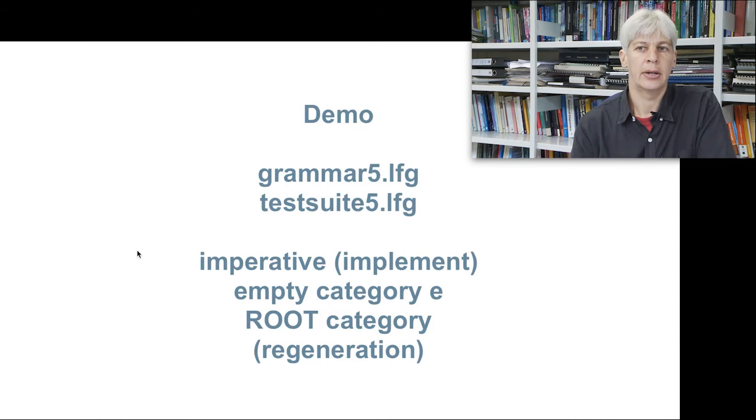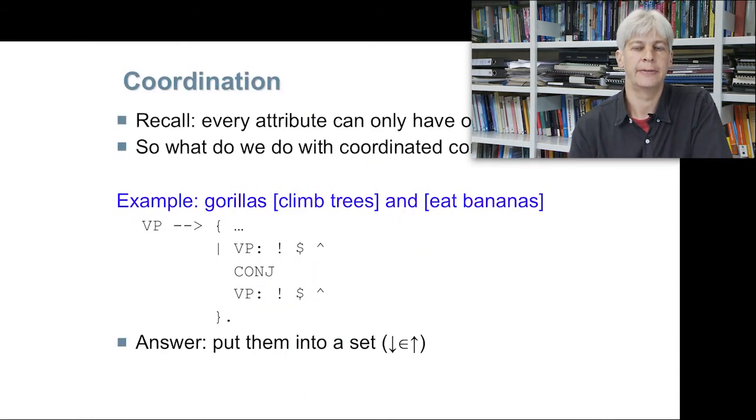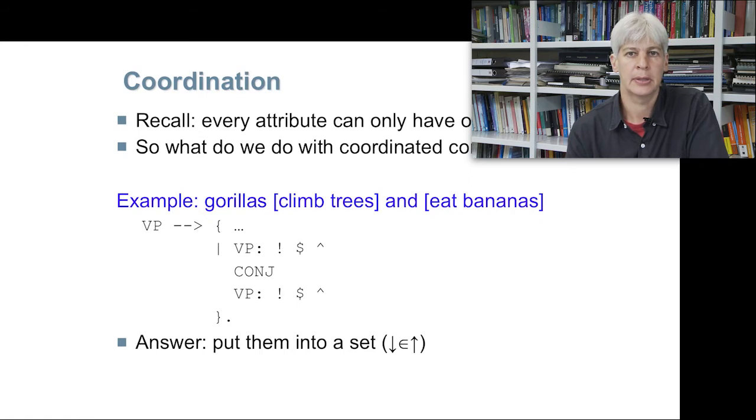Okay, now we get on to the second part of the slides, and they deal with coordination. This is conceptually more difficult to deal with, so I'll try to go through this fairly slowly. So coordination is examples like gorillas climb trees and eat bananas, the dog and the gorilla slept, things like that.